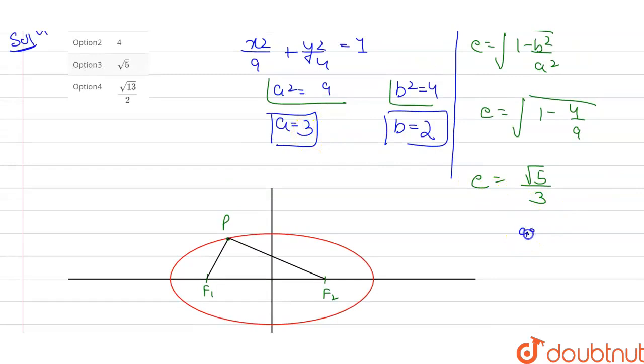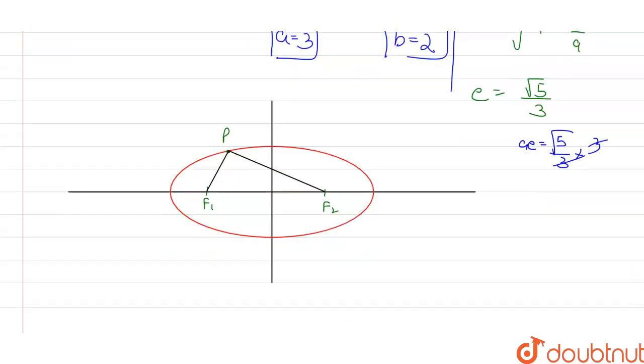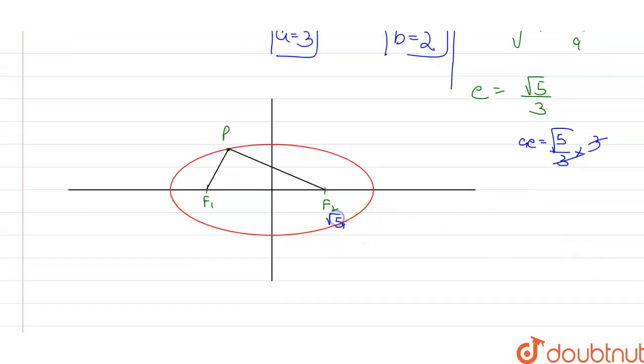And E is root 5 by 3. So AE is root 5 by 3 into 3, which comes out as root 5. So my foci are root 5 comma 0 and minus root 5 comma 0. These are the coordinate values of my foci F1 and F2.